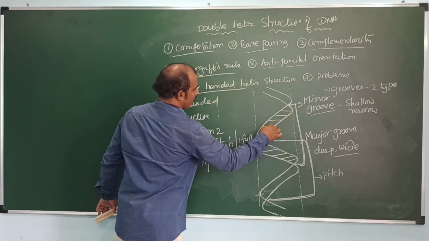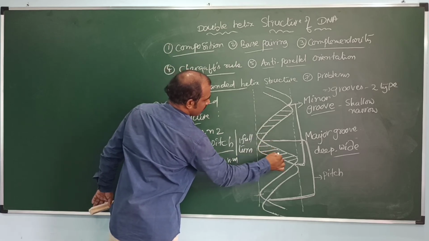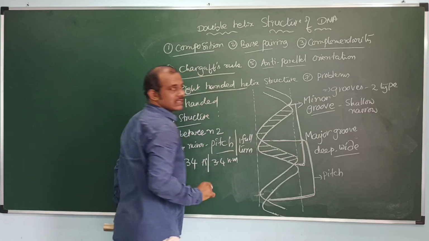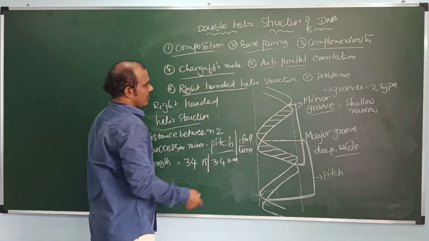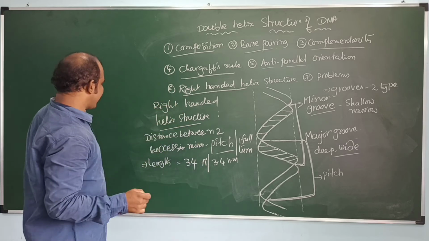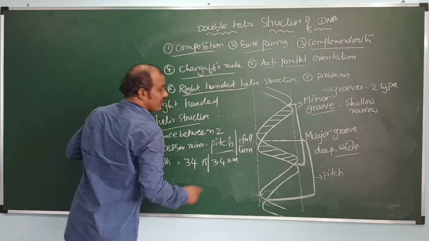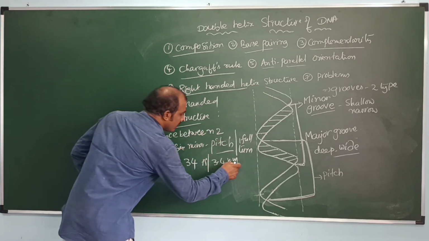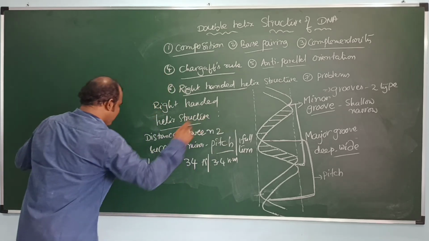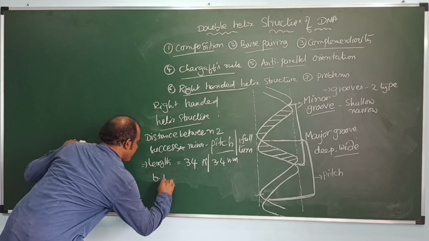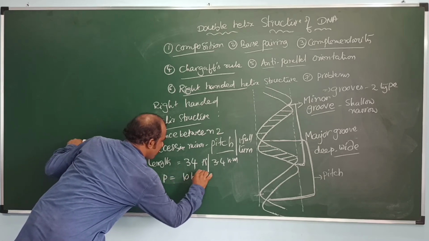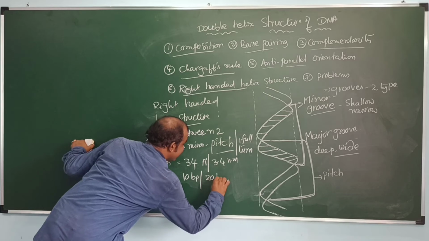1, 2, 3, 4, 5. 1, 2, 3, 4, 5. So, this full turn is called one pitch. The length of the pitch is 34 angstrom units or 3.4 nanometers. How many base pairs are present in one pitch? One pitch has 10 base pairs or 20 bases.